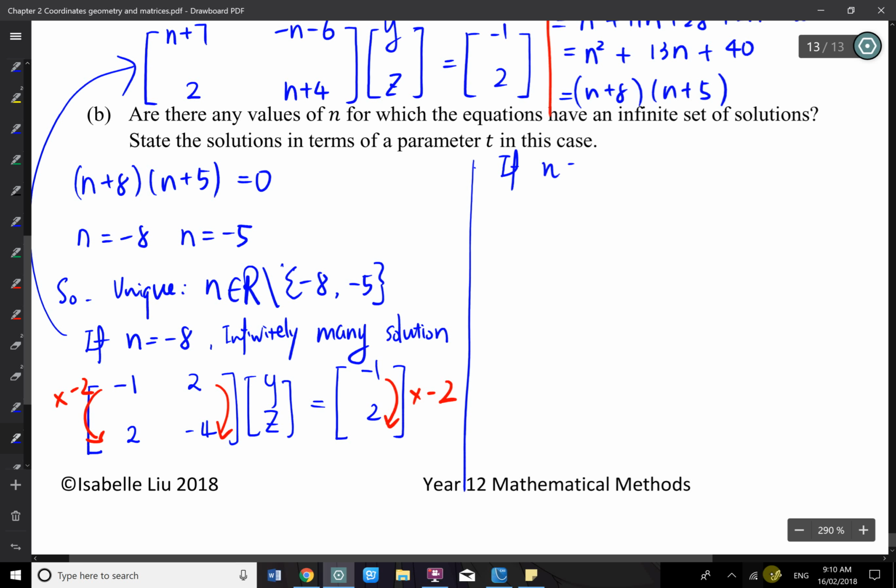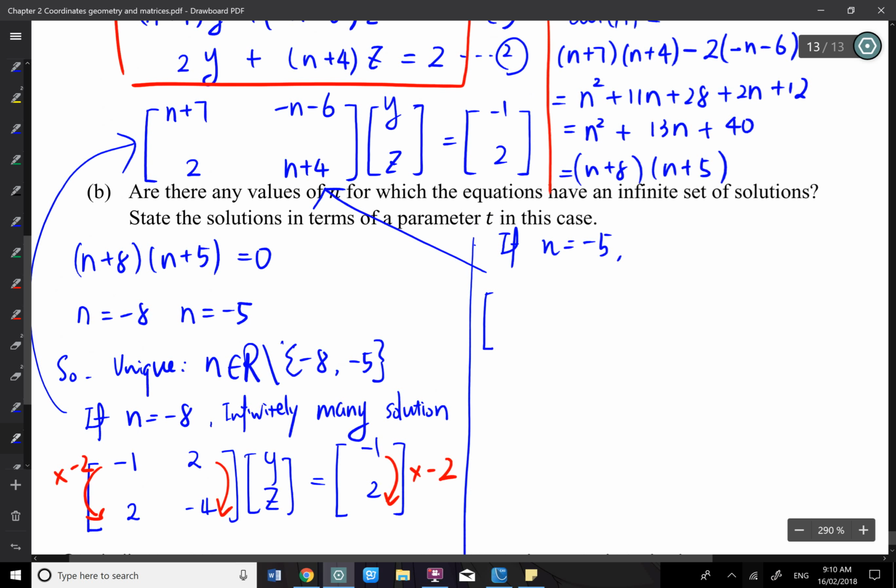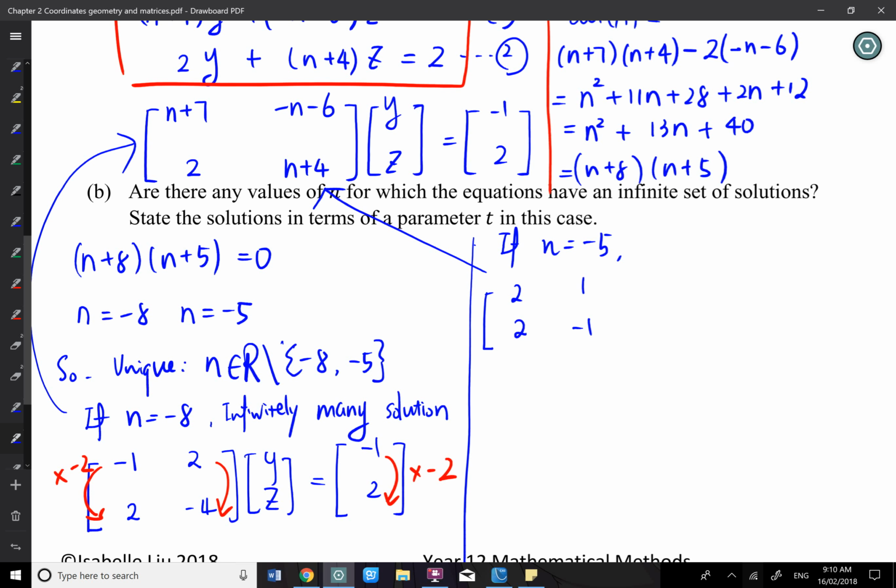If n equals, another problem point, minus 5. If n is minus 5, okay, again, still sub into that one. 2, 2, 1, minus 2, times y and z equals minus 1 and 2.